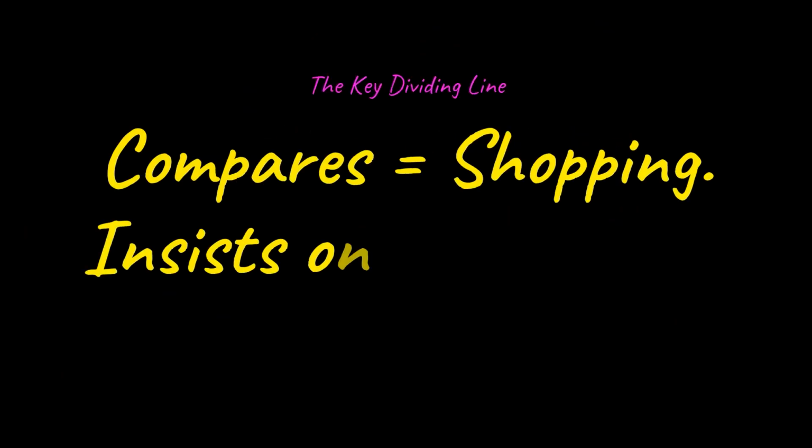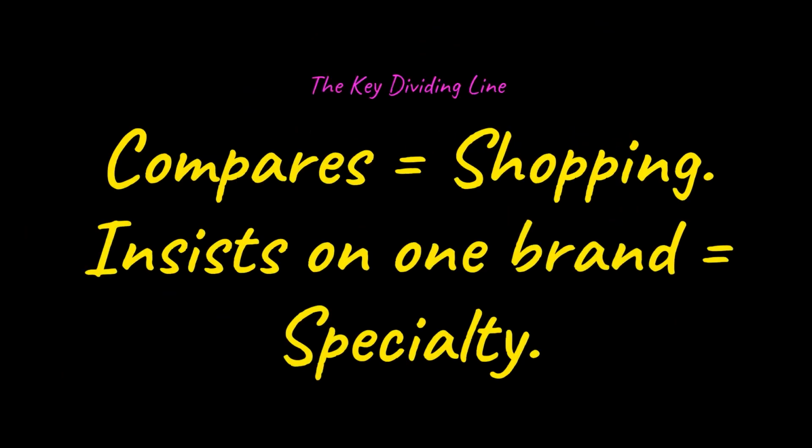Train yourself to spot the signal words. Frequent and immediate point to convenience. Compared across stores points to shopping. Special effort combined with refusal of substitutes is the hallmark of a specialty product, and that pairing is what exam writers test most. When a question describes a buyer who compares options, that's shopping. When the buyer refuses any alternative and makes a special effort for one brand, that's specialty, regardless of price or prestige.